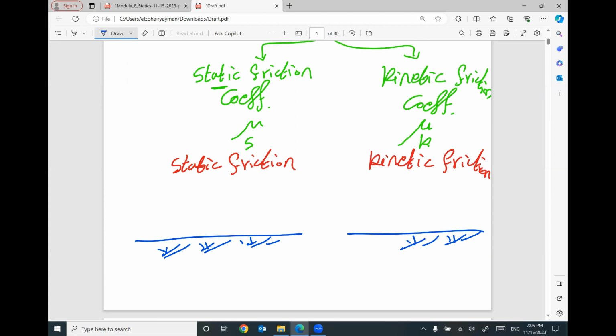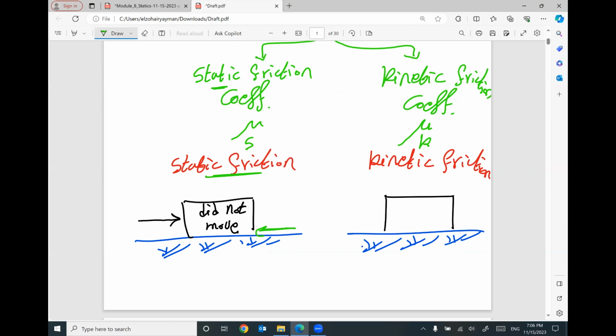If you have a surface and your body over this surface, if you are pushing the body and the body did not move, in this case, this friction can be called static friction, because the applied force is trying to push this body, and the body did not move. In this case, this friction will be called static friction, and the mu, the coefficient of friction between the body and the surface, is called the static friction coefficient.